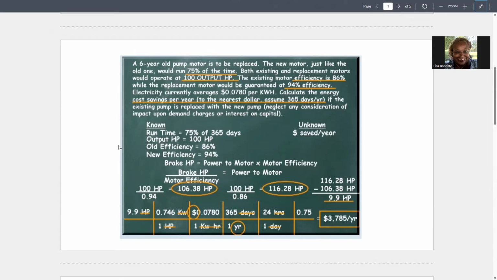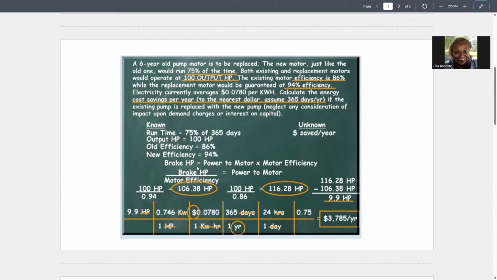All right. So in this column, this is what we know. We know that the runtime is 75% of 365 days. We know the output HP is 100 HP. We know the old efficiency is 86%. We know that the new efficiency is 94%. And then we have a couple of equations.